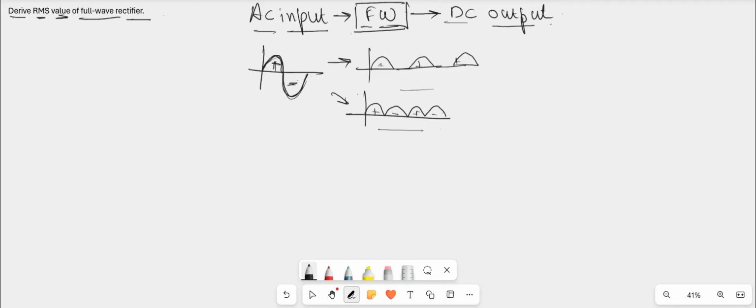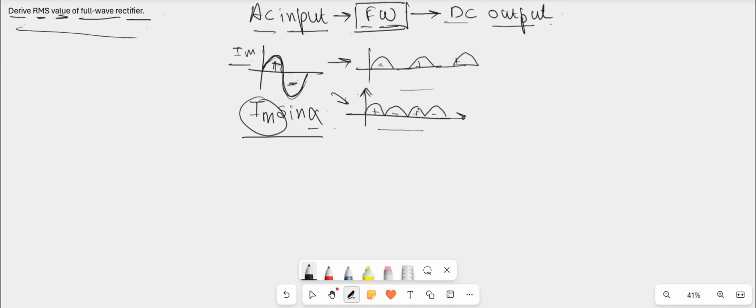Now the question arises, how to derive the RMS value of a full wave rectifier. Let us start with it. As I have said, this is the output of a full wave rectifier. This is a sinusoidal waveform. Suppose I denote it by Im sine alpha, where Im is the amplitude and alpha is the angle. It can be anything: you can consider sine theta, sine alpha, sine beta.